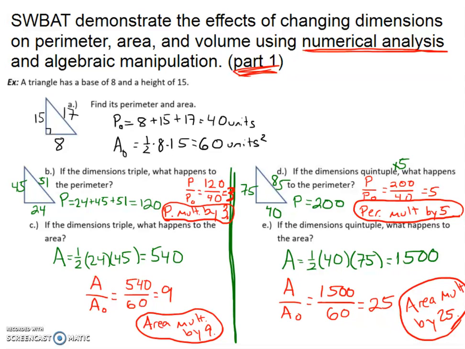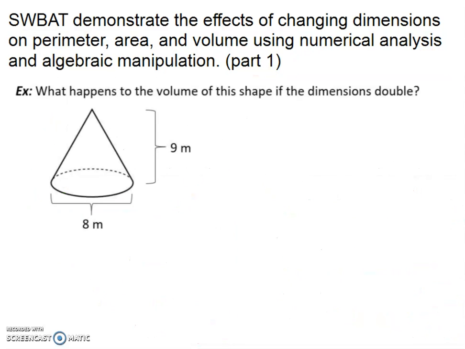We've got one more example in this video, and that's the volume question. What happens to the volume of the shape if the dimensions double? We're going to do this the same way. Our original volume, this is a pointed solid with a circular base, is 1/3 pi r squared times the height. So that's pi times the radius of 4 squared, times the height, which in this case is 9.